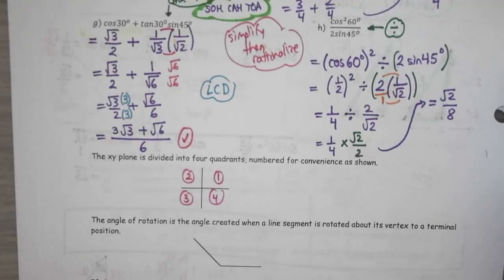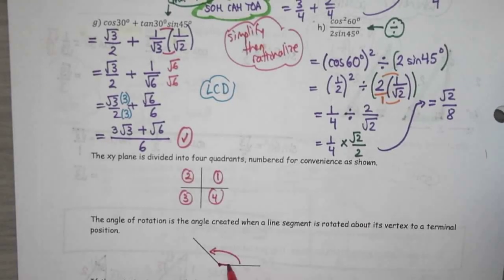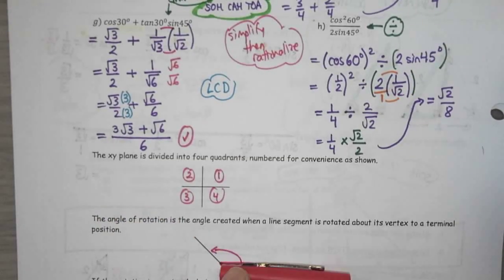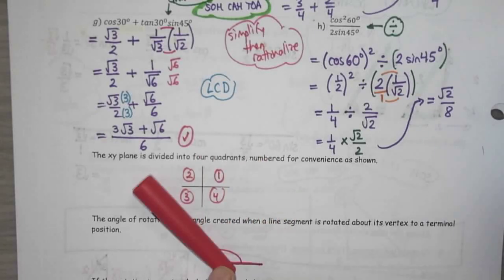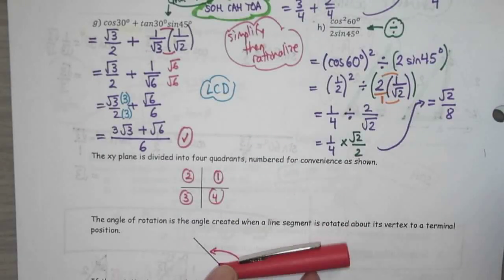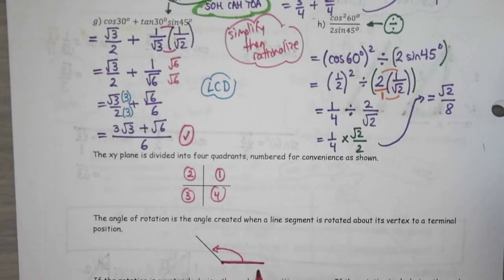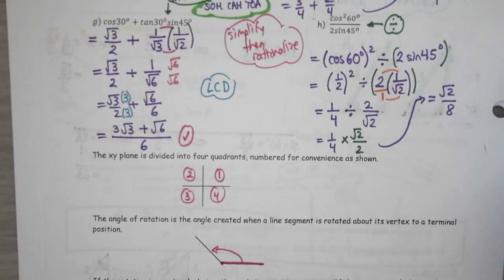Also, another thing that they defined is the angle of rotation. It is the angle created when a line segment is rotated about its vertex, so this is the vertex, the starting point, to a terminal position. So this is an angle. We're starting it here, and picture it like this, and I rotated it. The vertex is the tip of this lid here, and then you rotated it. So the angle of rotation is this angle between the arm being here and me rotating it around. Does that make sense? So just a definition.